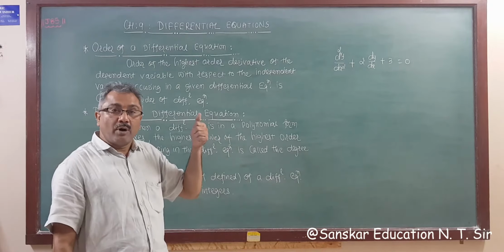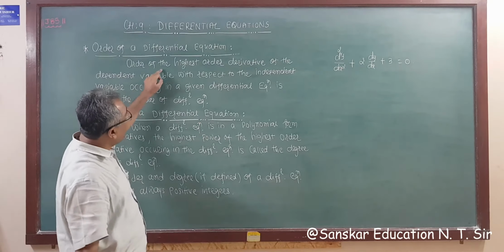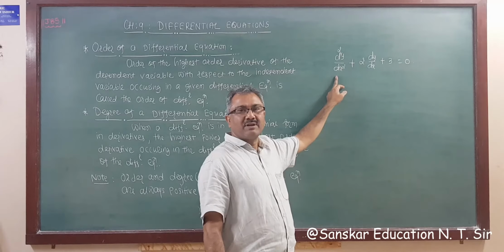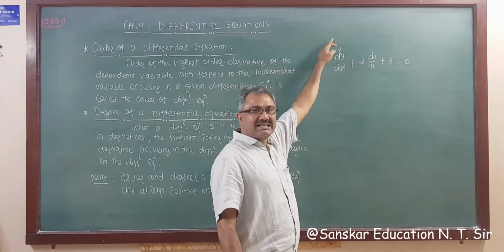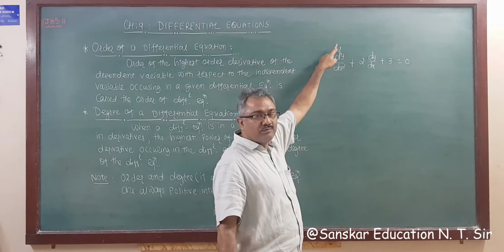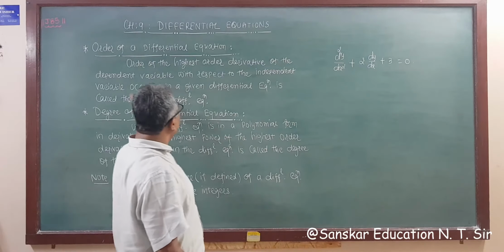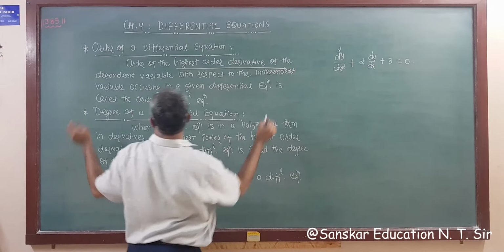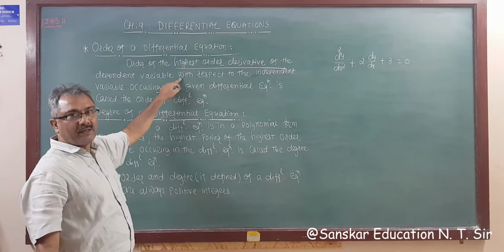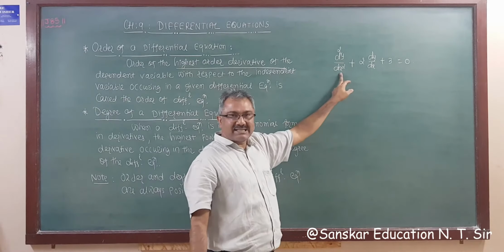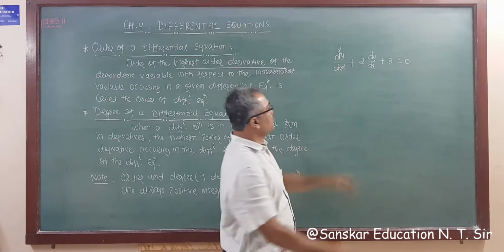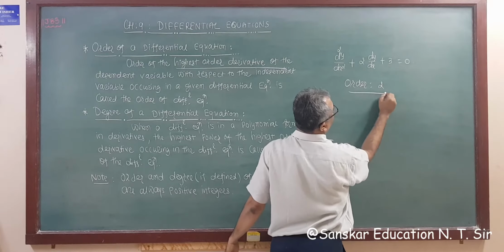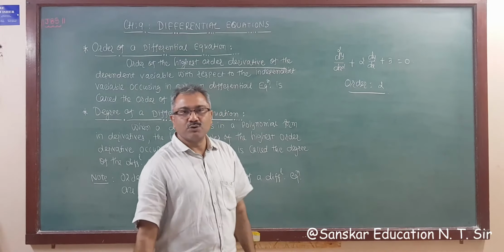So the order of the highest order derivative: here the highest order derivative is d square y by dx square, so that is 2. The order of the highest order derivative of the dependent variable with respect to the independent variable x is 2. So the order of this differential equation is 2.